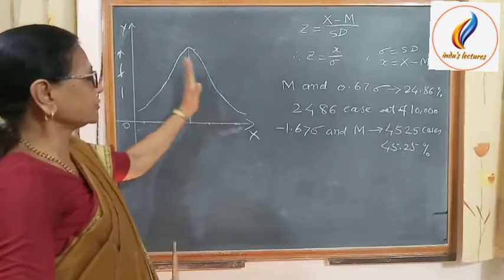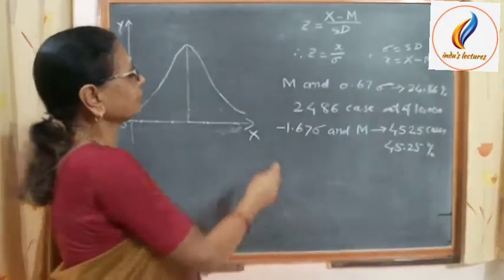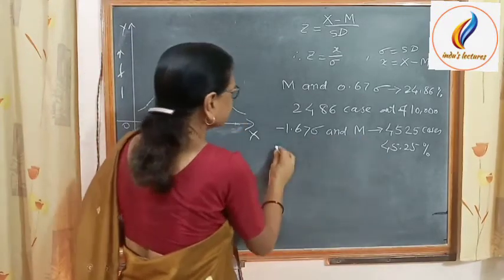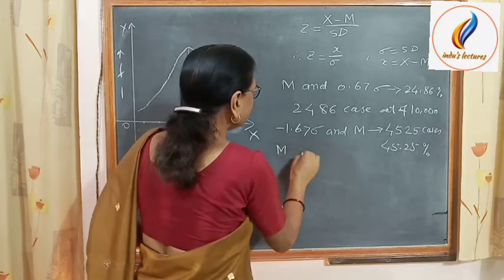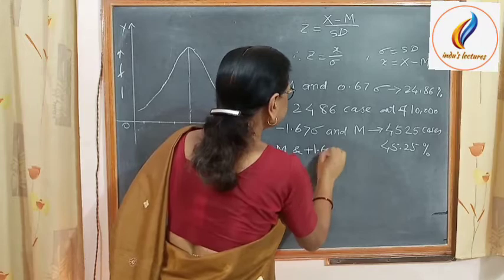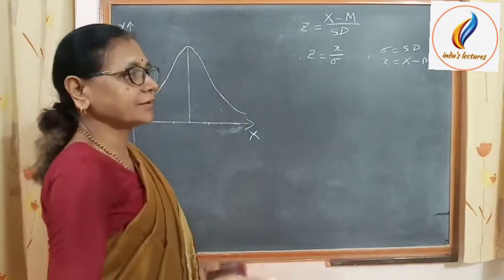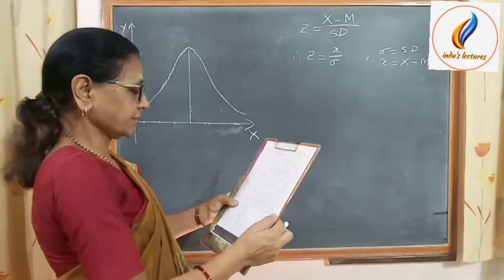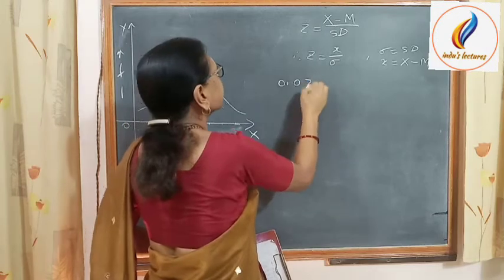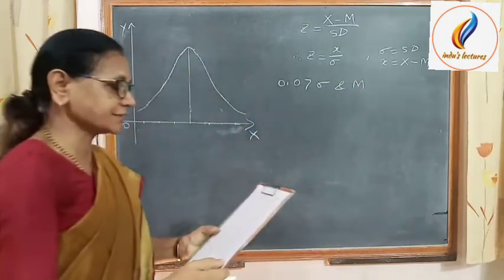The area on both sides is identical, so the cases between minus 1.67 sigma and mean are the same as the cases between mean and plus 1.67 sigma. And if we have to find the number of cases between 0.07 sigma and mean, then how to find these cases?